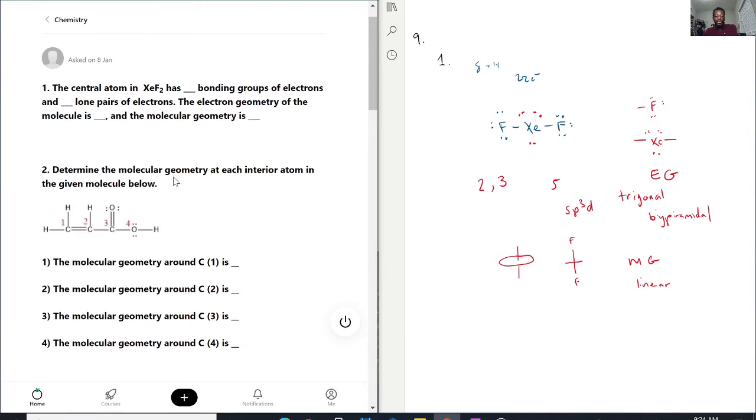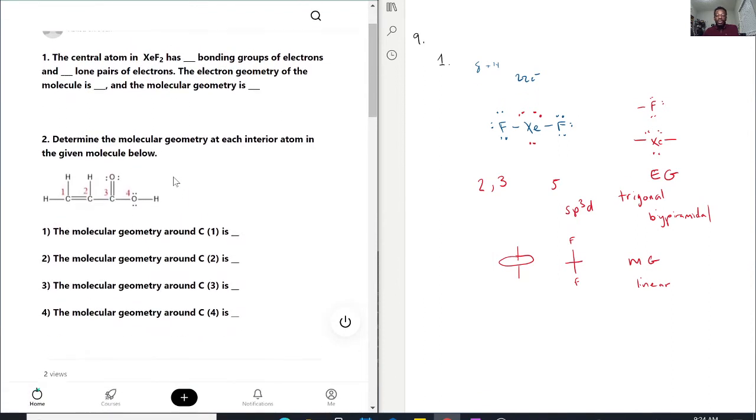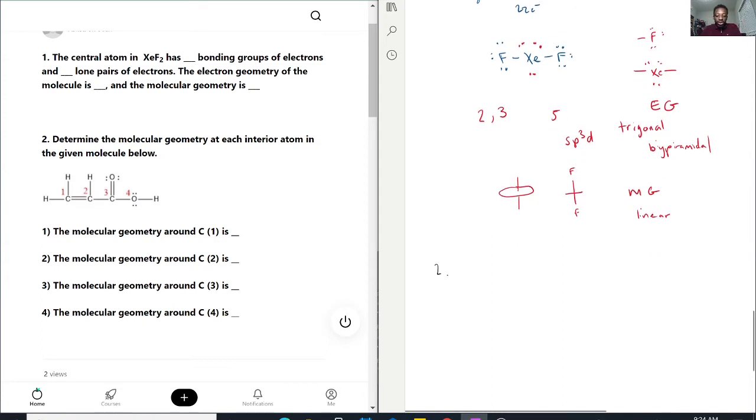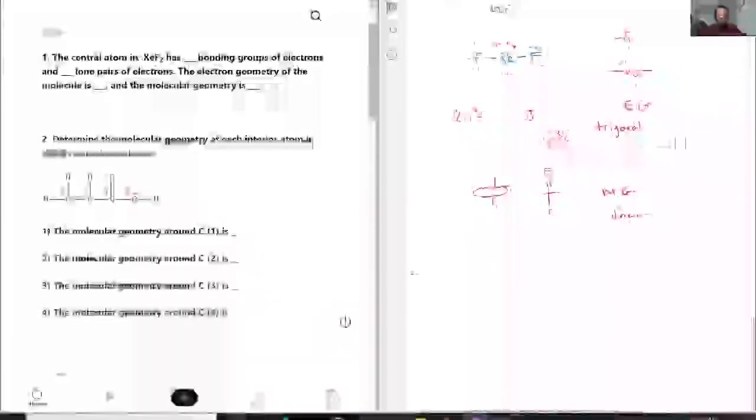So now for this question, they're asking us to determine the molecular geometry. So the second part of this question, determine the molecular geometry at each interior atom in the given molecule below. Okay? So with that being said, we're just going to draw each carbon individually and not really draw what it's bonded to, but just the type of bonds. And the last one is an oxygen. Okay? So it's not actually going to be C4, it's going to be around O. So just as a quick note there. So we're going to draw it out.